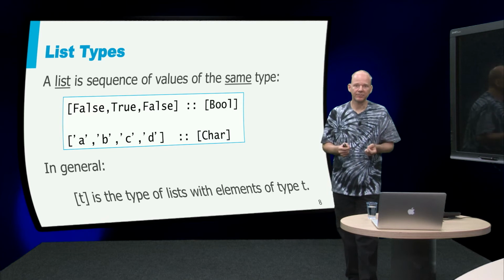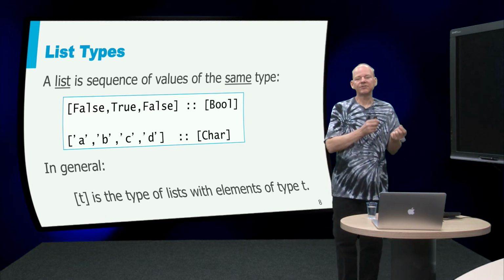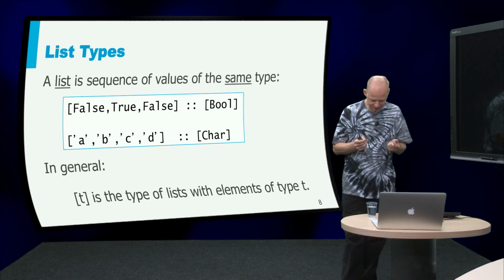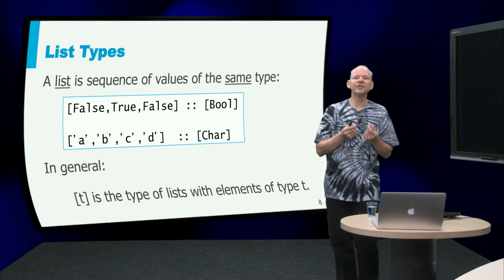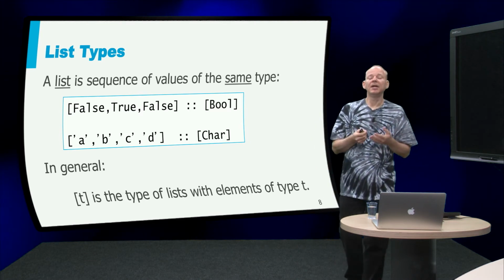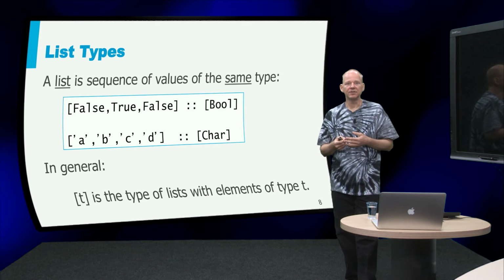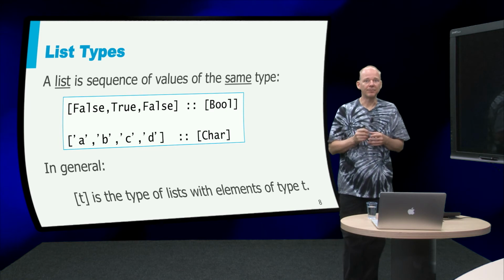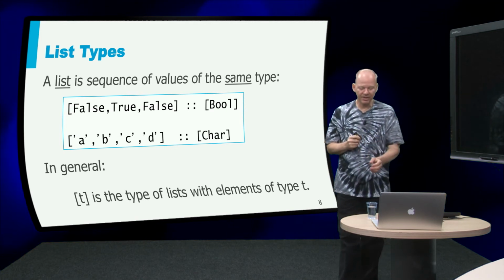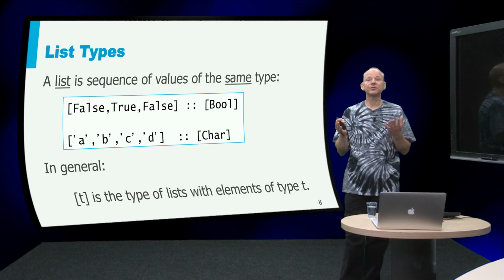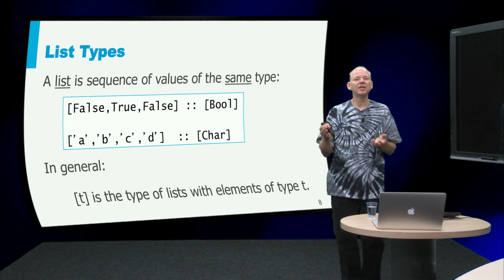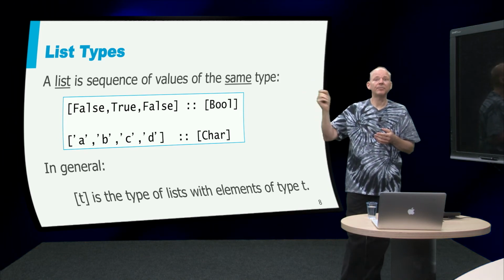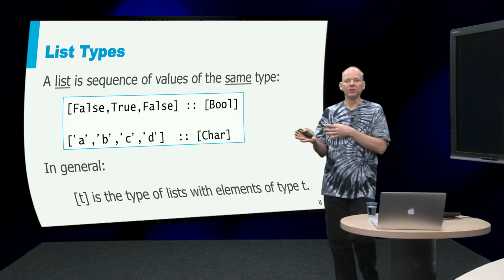I mentioned when we talked about characters that strings really are lists of characters, and the type of lists is the first generic type or polymorphic type that we will see in Haskell. And a list is a sequence of values where all the elements have the same type. The first example here is a list of 3 booleans, False, True, and False. And you see here that we denote the type with a colon, and then the type is list of Bool.